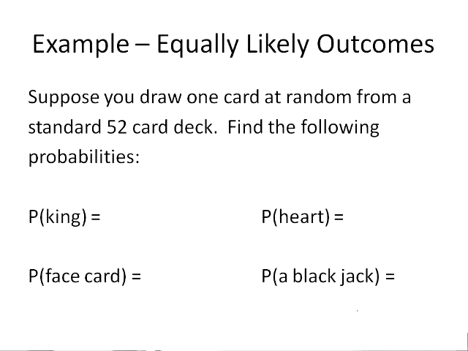Another example with equally likely outcomes. Suppose you draw one card at random from a standard deck of 52. You want to find the following probabilities. The probability of choosing a king. Think about this probability as success divided by total. How many total cards are there in the deck? There are 52. How many of them are kings? There are 4 of those. So 1 divided by 13. Right? You're counting the king of hearts, the king of clubs, the king of spades, and the king of diamonds.